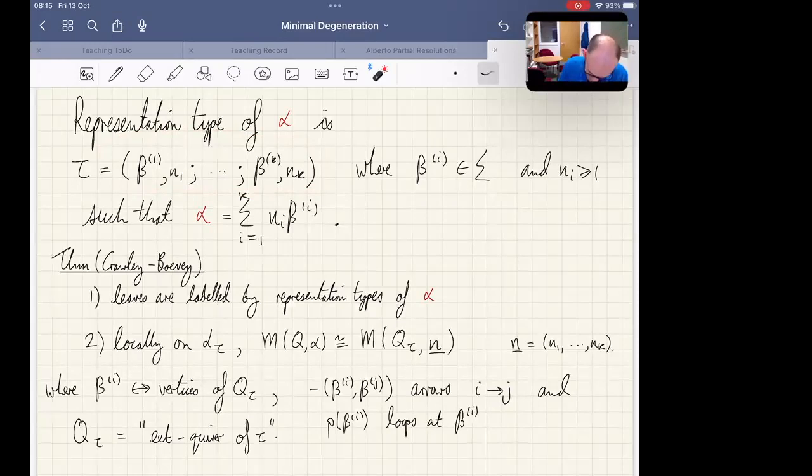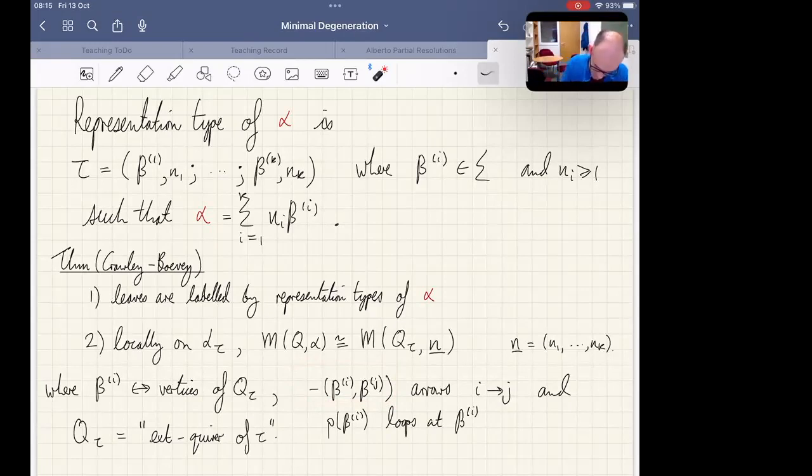And then the number of arrows between vertices is minus the Euler pairing of the dimension vectors. And then you also have to add in your loops. So your loops are just given by this P function. You just evaluate the P function on the dimension vector, and that tells you how many loops you have at each vertex. Okay, so that's an algorithm, or a recipe, I guess, for cooking up this local quiver. And it's called the Ext quiver because this thing is really just the dimension of a certain Ext group between representations.